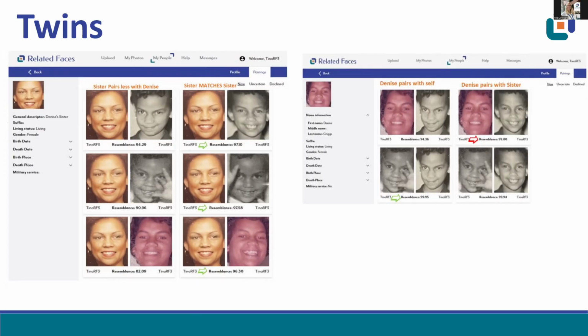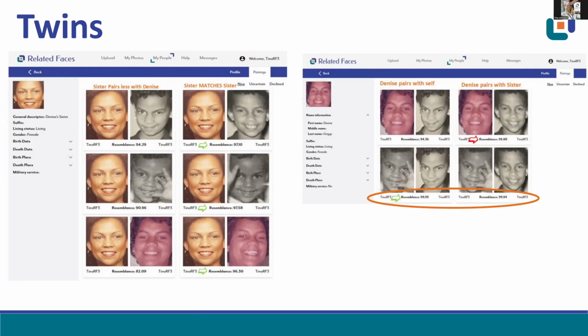In the top two pairings, Denise paired higher with her sister than she did with herself. But you'll notice she's making a face in the photo, and that was enough to affect the score. In the next set of pairings, where the orange oval is, we correctly identified Denise, but the score is only 0.01 higher than she paired with her sister in those photos. Twins are really tough, but it can be done.